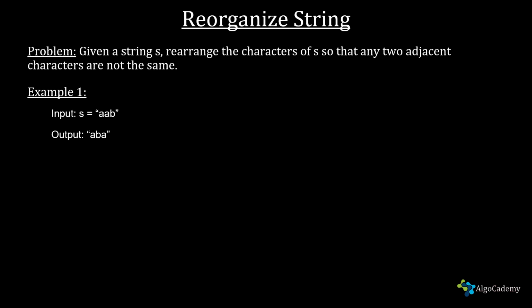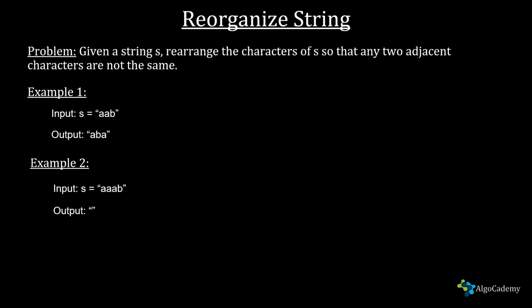We are given a string s and we should rearrange the characters of s so that any two adjacent characters are not the same. For example, if our string s is AAB, then the answer would be ABA. As you can see, the first two adjacent characters are distinct and so are the following two.